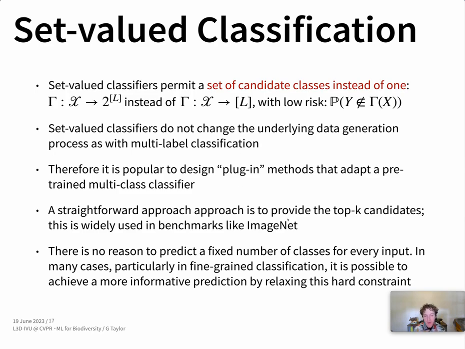A straightforward approach to doing this is just to provide top K candidates. This is widely used in benchmarks like ImageNet. We often calculate top K accuracy, but there's really no reason to predict a fixed number of classes for every single input. Why do we always have to do top 5? Obviously, the inputs coming in are quite different. Some might be more difficult than others. So in situations like the fine-grained classification that we do in biodiversity, it's possible to achieve a more informative prediction by relaxing this hard constraint to keep the set size the same for every single input.